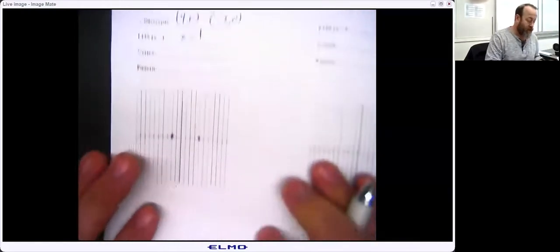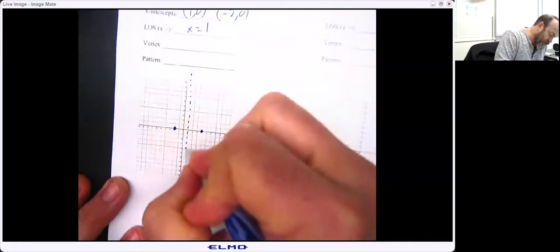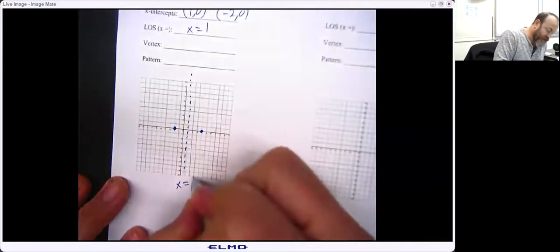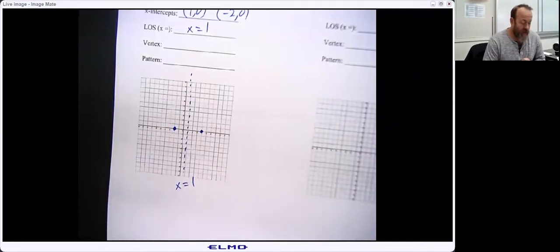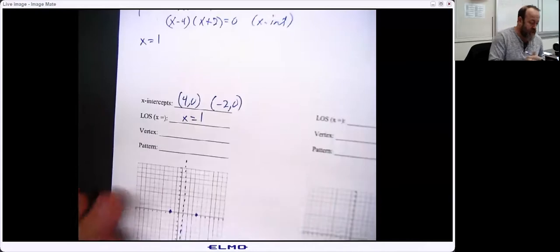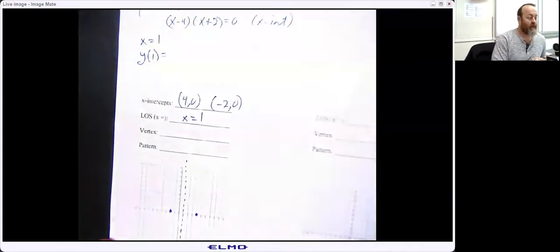Now, again, on the graph, we can put in a dotted line at x equals 1. Now, it is kind of important that we make that dotted, not a solid line, because the axis of symmetry is structurally there to help us. Now, I want to plug that 1 back into the original problem to find out what the value of that vertex is. So I'm going to find the y value if I plug in 1.